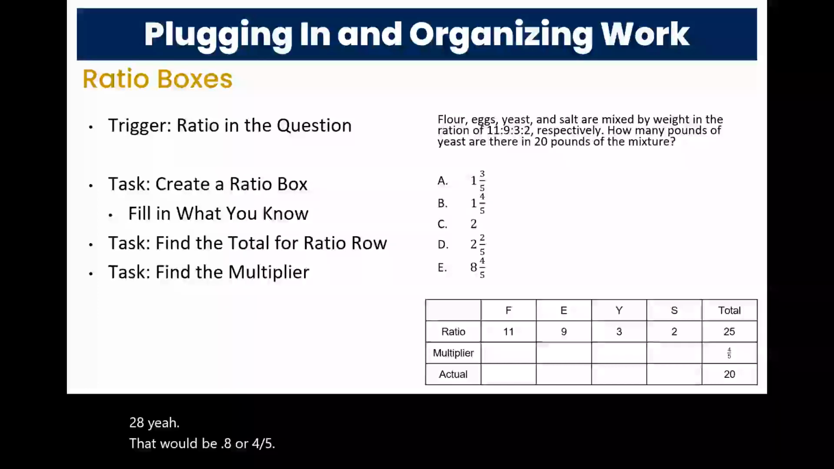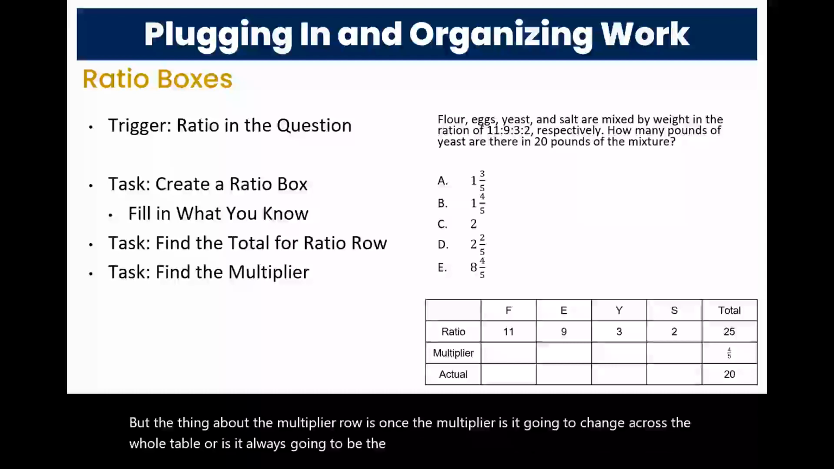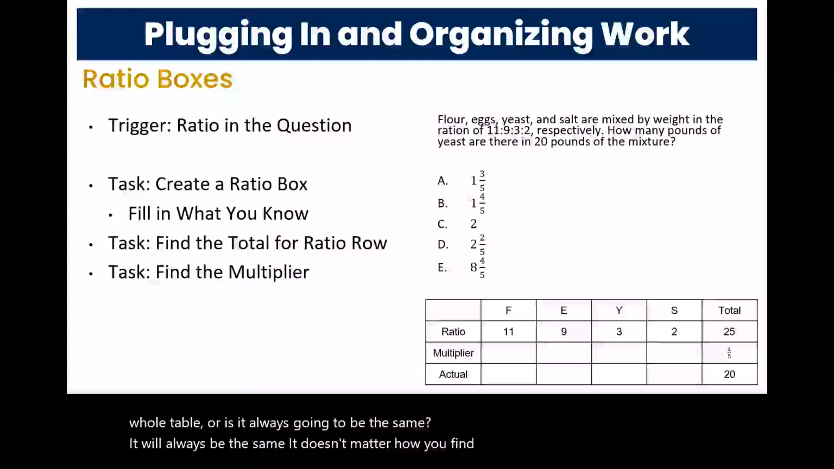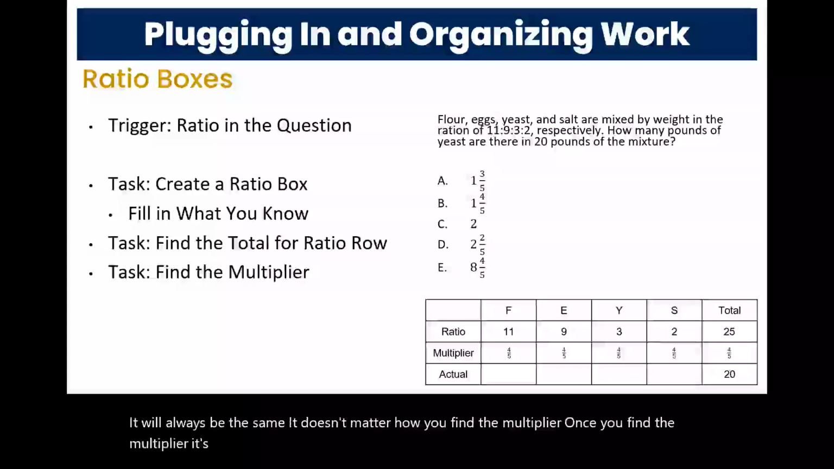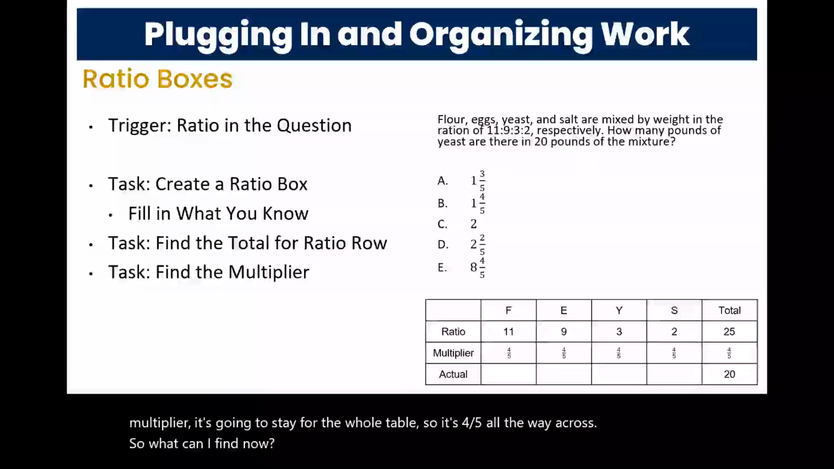But the thing about the multiplier row is, once you know the multiplier, is it going to change across the whole table or is it always going to be the same? It will always be the same. It doesn't matter how you find the multiplier. Once you find the multiplier, it's going to be the same for the whole table. So it's 4/5 all the way across. So what can I find now? I can find all the actual values.